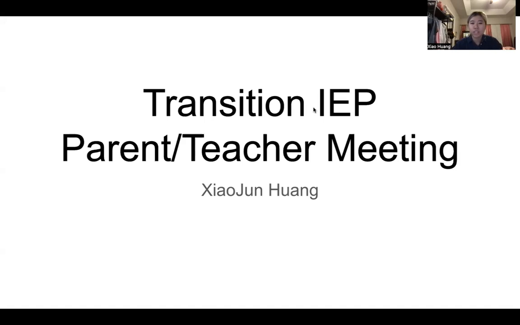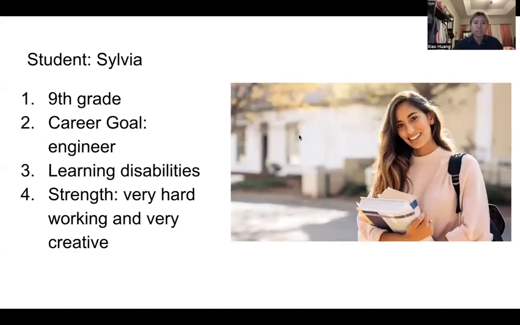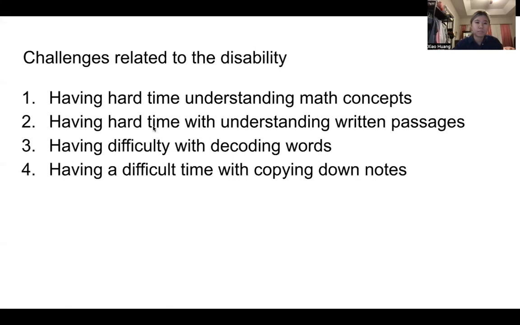This is the Transition IEP Parent-Teacher Meeting. I'm Ms. Hong. So let's first start the meeting by giving some basic information about the student. The student name is Sylvia. She's currently in 9th grade, and her career goal is to become an engineer. She has learning disabilities, and her strength is that she's a very hardworking student and that she's super creative.